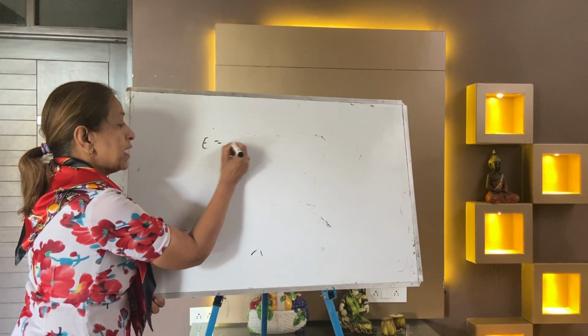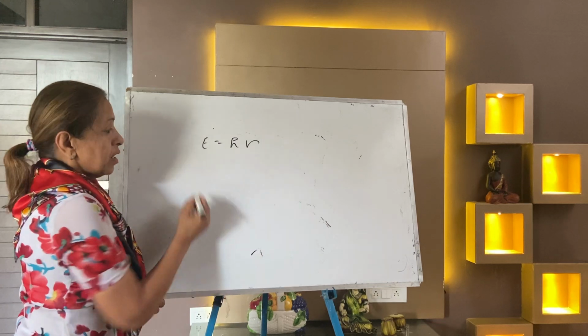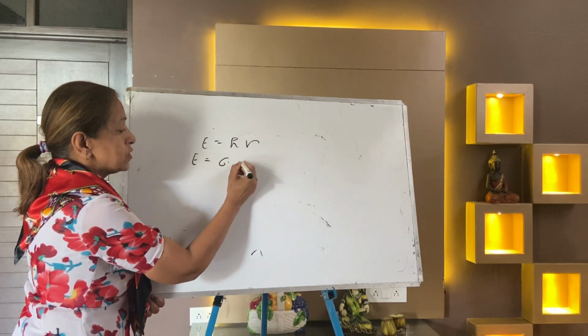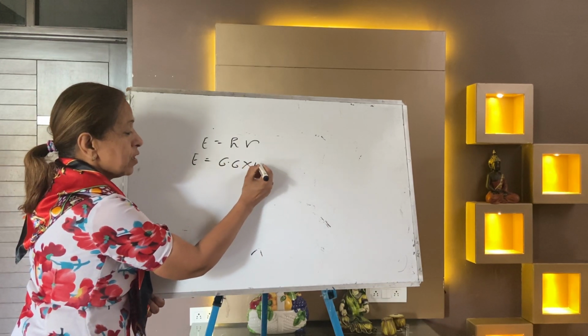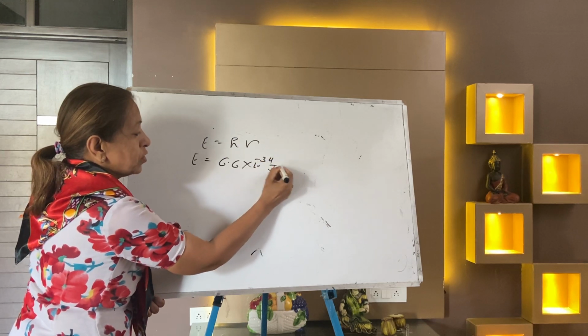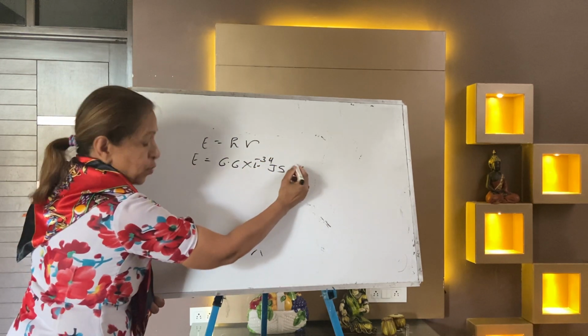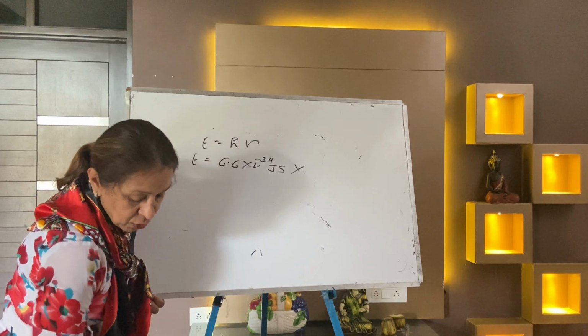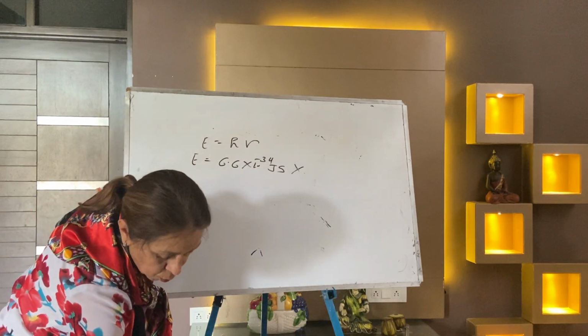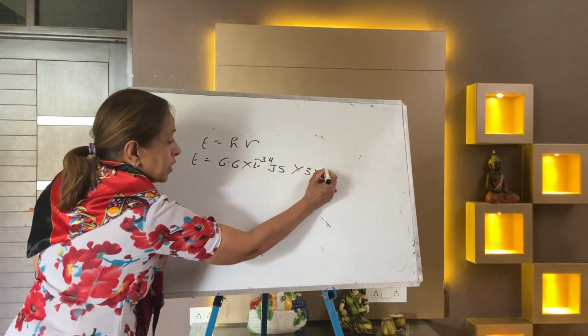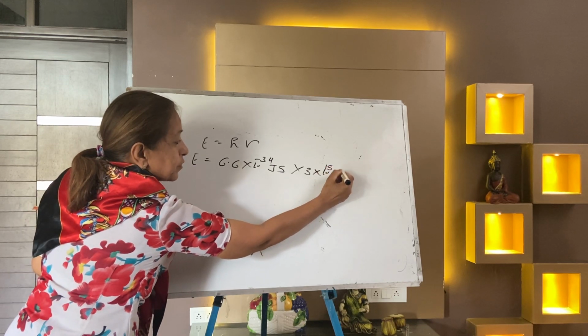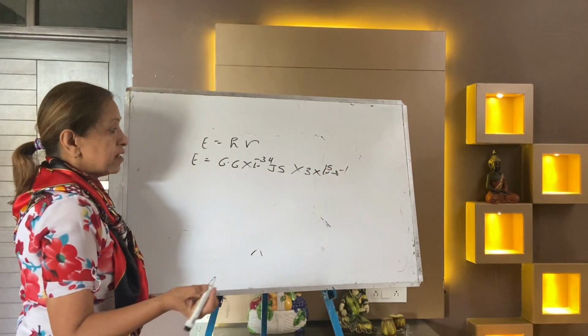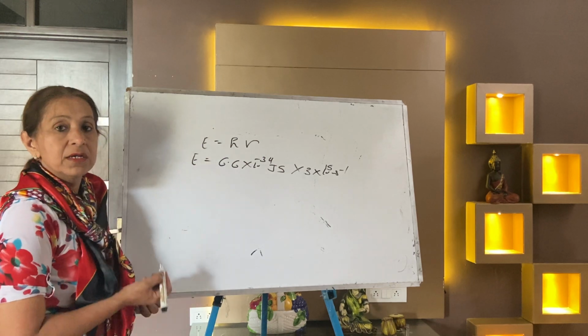So the formula you apply, E is equal to h nu, and h is Planck's constant, 6.6 into 10 raised to power minus 34 joule second, and the frequency is given. It has frequency 3 into 10 raised to power 15 hertz. Hertz means per second. So your second cancels, your energy will come in joule.